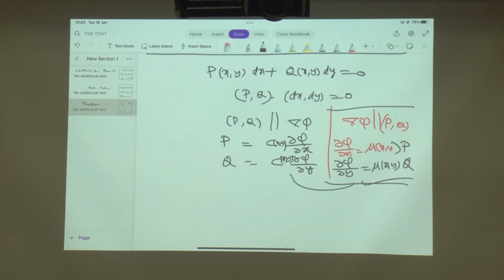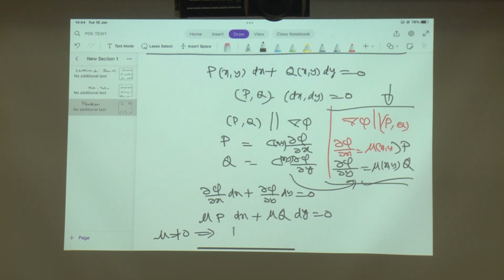So you should not suddenly shift to this, but you can say, I can shift, I have some reasoning. But imagine I have started with this, very lucky, I got what I want. Now the equation I have is this: dou phi by dou x dx plus dou phi by dou y dy equal to 0, right? That is nothing but mu p dx plus mu q dy equal to 0. But if you cancel mu, non-zero, that will give you p dx plus q dy equal to 0.